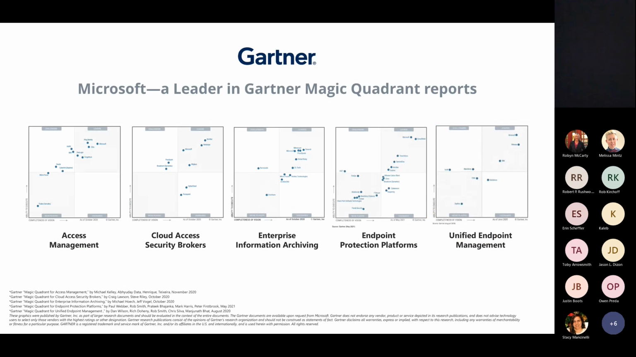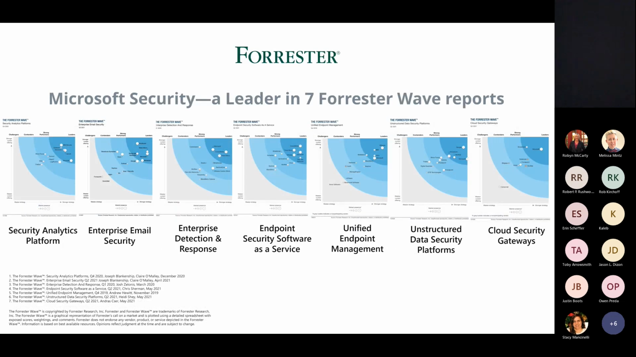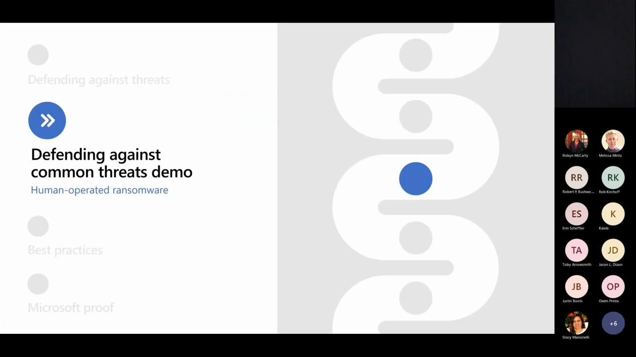Gartner has Microsoft now in the upper right-hand quadrant of 5 different security studies that they've done. And if you look at Forrester, they have them way up in 7 different studies. So this is something that both the industry experts are saying, not just Microsoft. So it might be a great time to take a look at this.